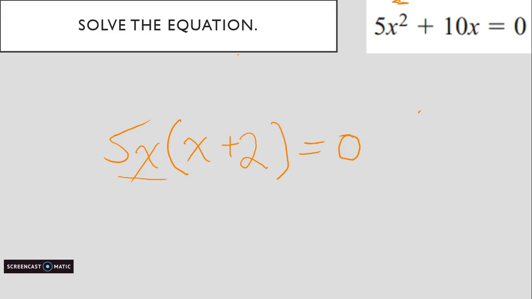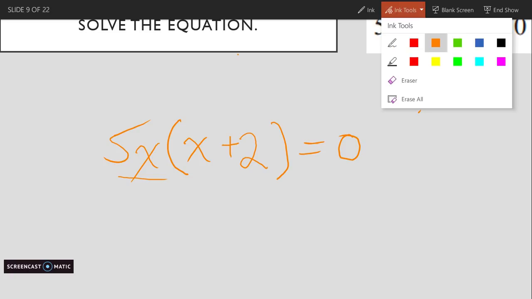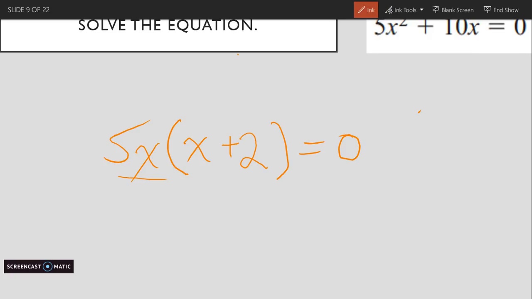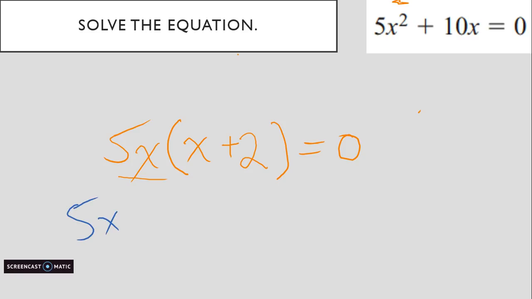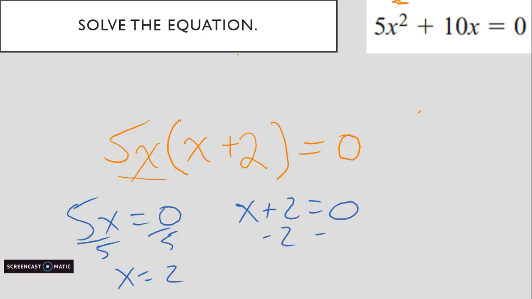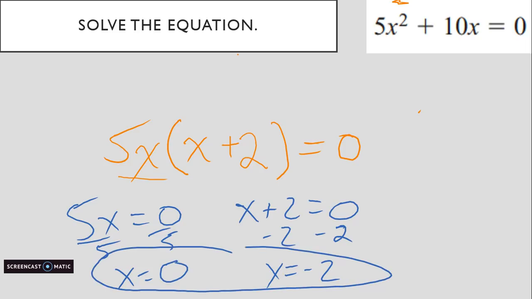How many equations are we going to set up? That's right, 2. 5x equals 0. x plus 2 equals 0. We're going to undo multiplication with division. We're going to undo addition with subtraction. Do you guys know that 0 divided by 5 is not actually 2? It's 0. Almost got it, or almost messed up there.